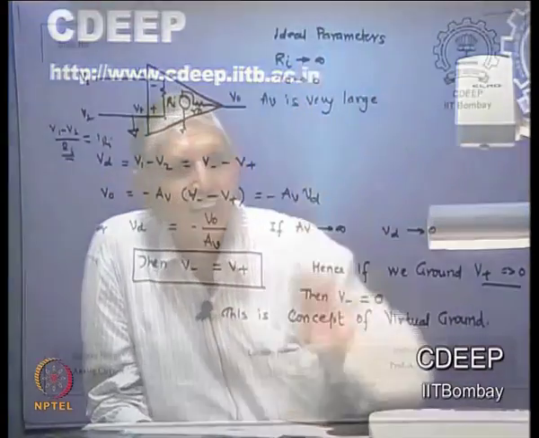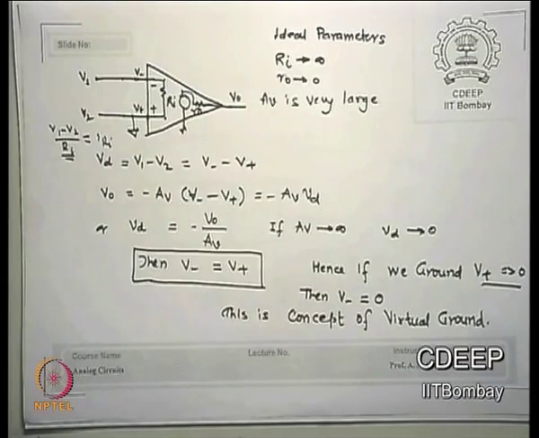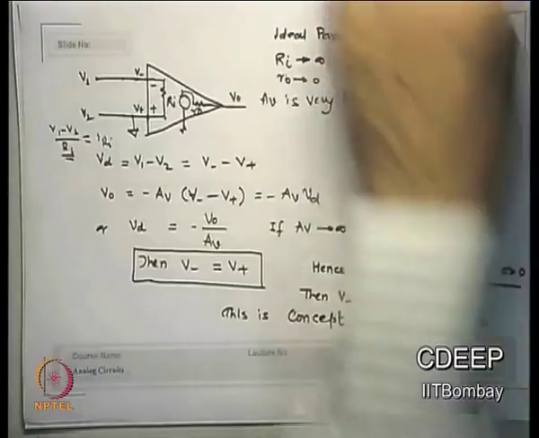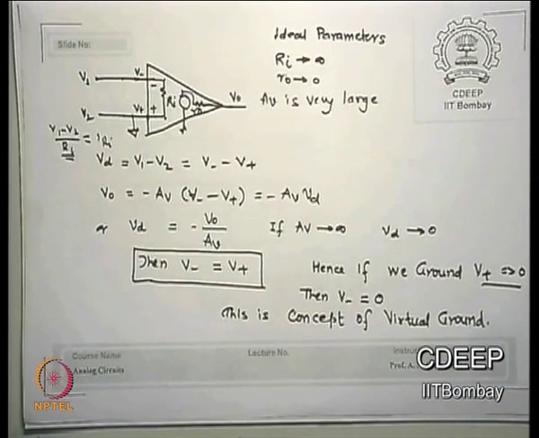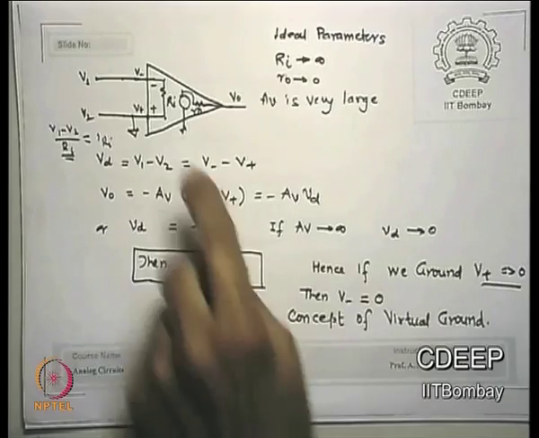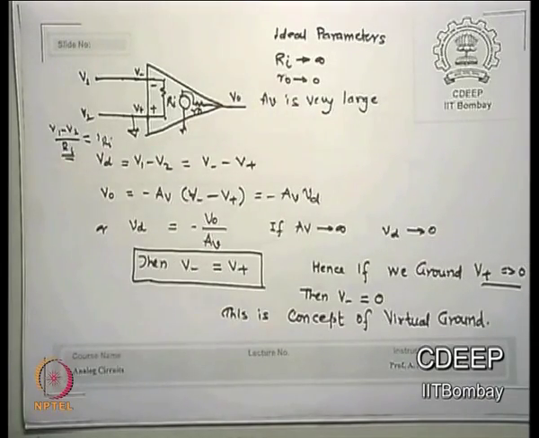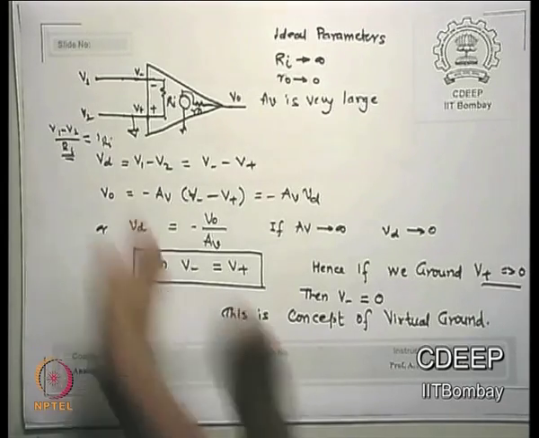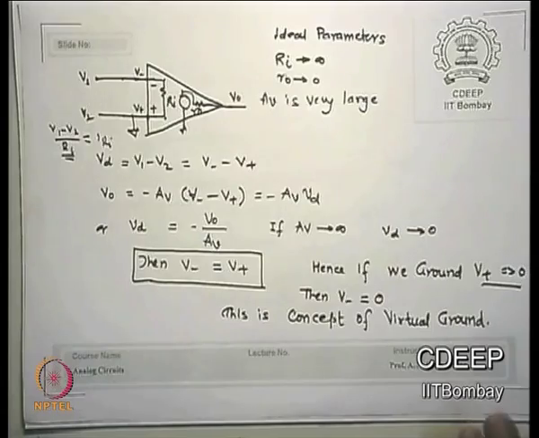This is very interesting, and that makes OPAMP circuit solving easiest, because once I make V plus 0, I immediately say this terminal is at 0 potential. Is that clear? Once I make it 0 potential, solving for this current becomes extremely simple. Is that correct? So this fact that the virtual ground exists only when the OPAMP has very high open loop gain and the input resistance is close to infinite. Under these conditions, we say V minus can be created as a virtual ground.